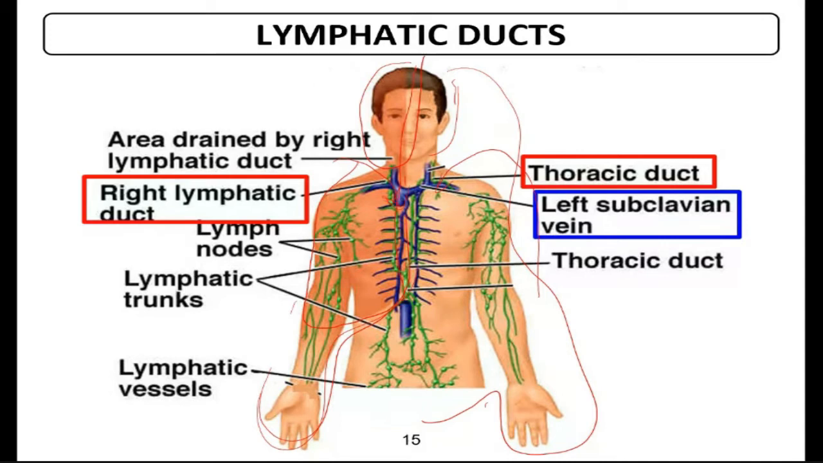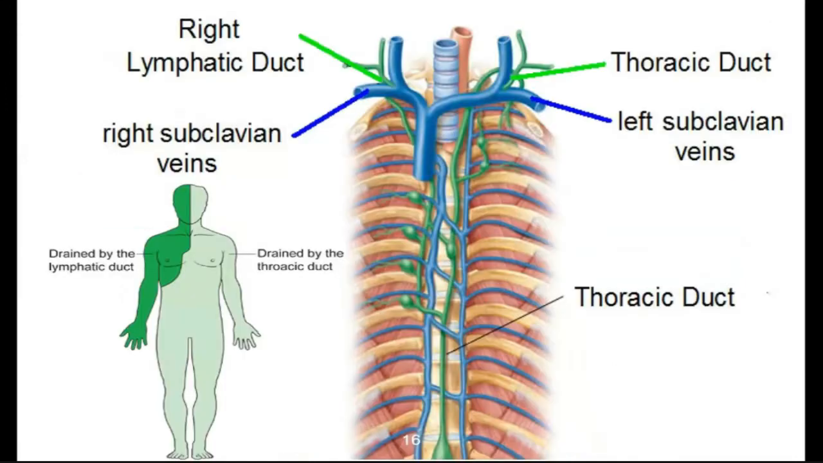Jadi tu pair dia tu kena ingat. Right lymphatic duct dengan right subclavian vein. Manakala left subclavian vein dengan thoracic duct. Jelas? Ada soalan? Tak ada, madam. Tak ada.